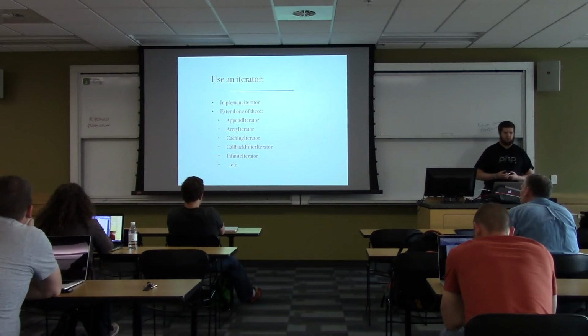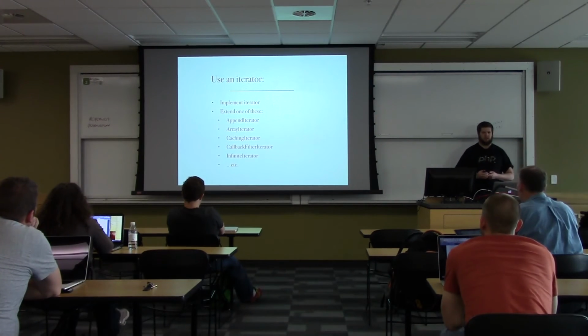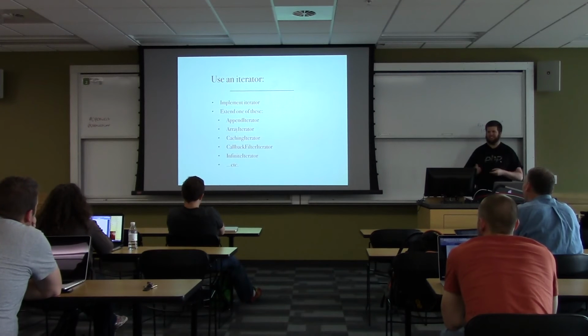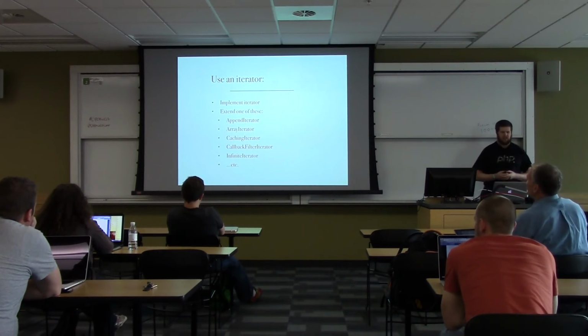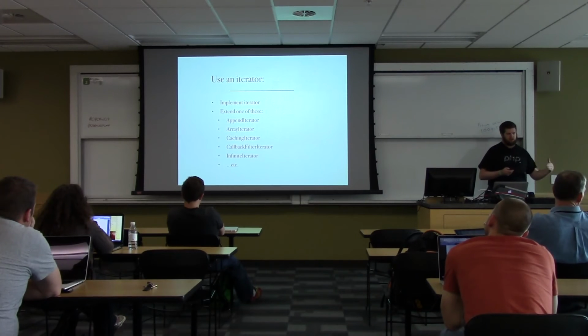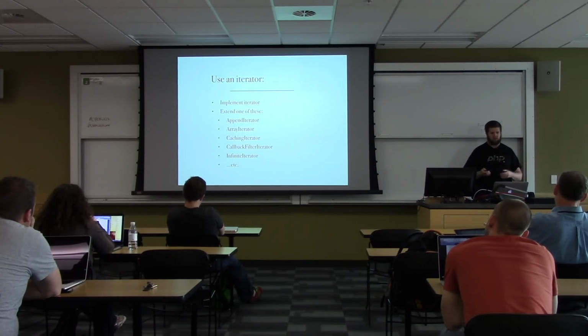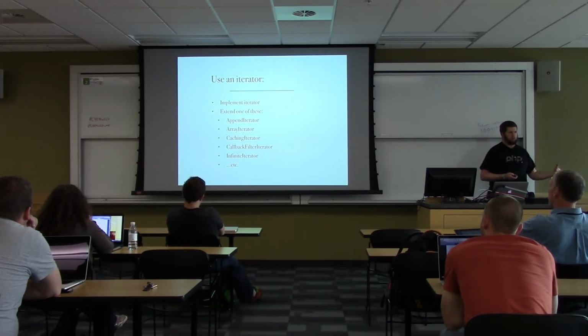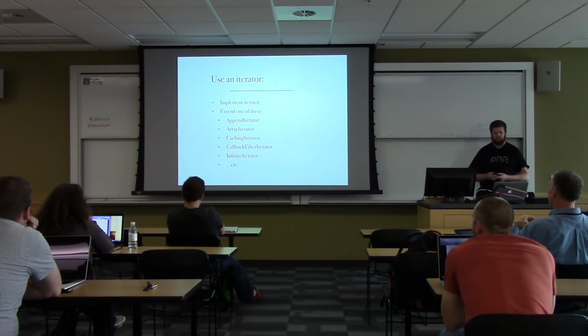There's the array iterator, which iterates, anybody guess? An array. There is a caching iterator, which allows you, once you've iterated over a piece, to cache that value, and you can then use it for whatever you want. You can do a callback filter iterator, which allows you to call a function at each point while you're moving over the values of an iterator.